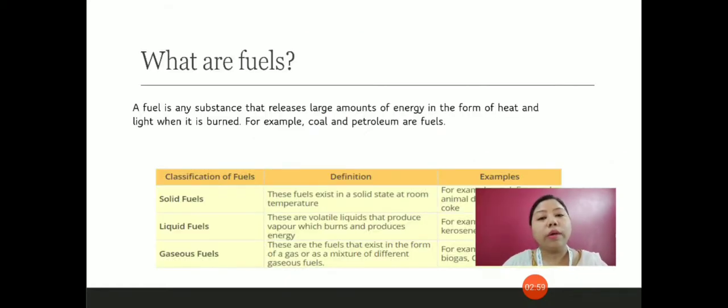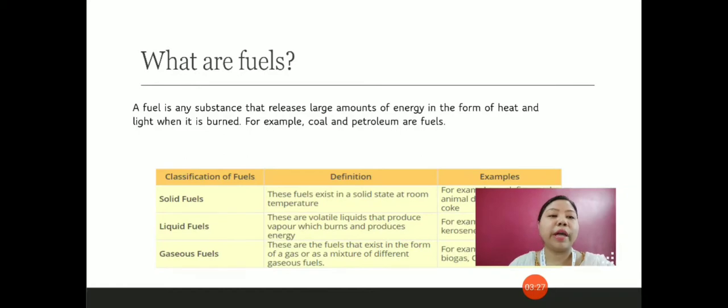Now, since we have talked about the fossil fuels like coal and petroleum, what is a fuel? So a fuel is any substance that releases a large amount of energy in the form of heat and light when it is burned. For example, coal and petroleum are fossil fuels. And fuels can be classified into three types, that is solid fuel, liquid fuel and gaseous fuel.